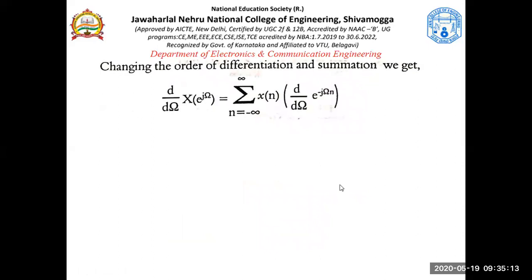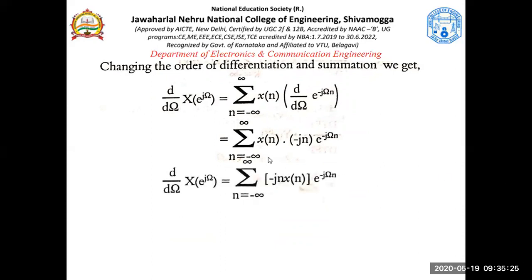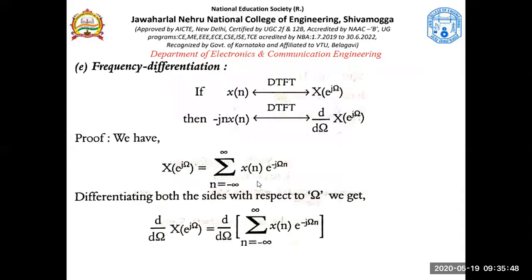Fine. Now, if you differentiate, what happens? Differentiating this exponential gives the same exponential into minus j n. Understand that? Now, how is this done? Minus j x of n is written. This minus j is associated with x of n now. Get that point? Now, observe this equation very carefully. What do we understand? Again, you have to compare this equation with the starting equation.